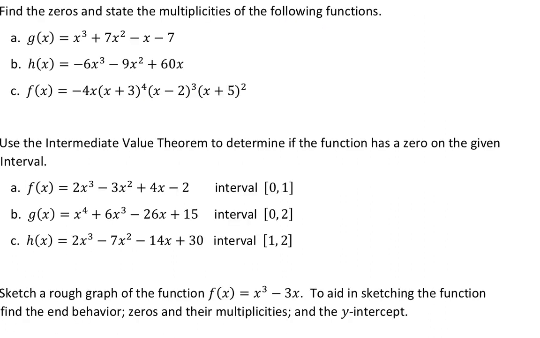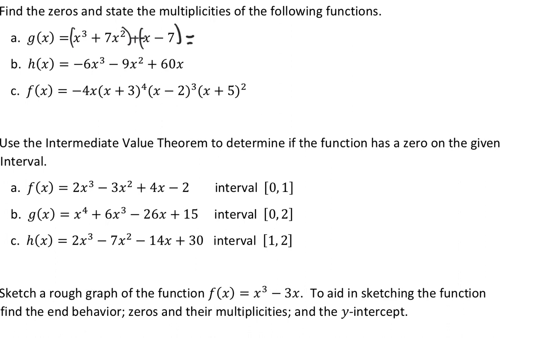Okay, for number 49, part A, for all of these, we're finding the zeros and stating their multiplicities. So for part A, we're going to solve this with the grouping method. So what I mean by that is we're going to split this up here, plus negative x minus 7, like that. And so what I'm going to look at is to see what things I can factor out of these.